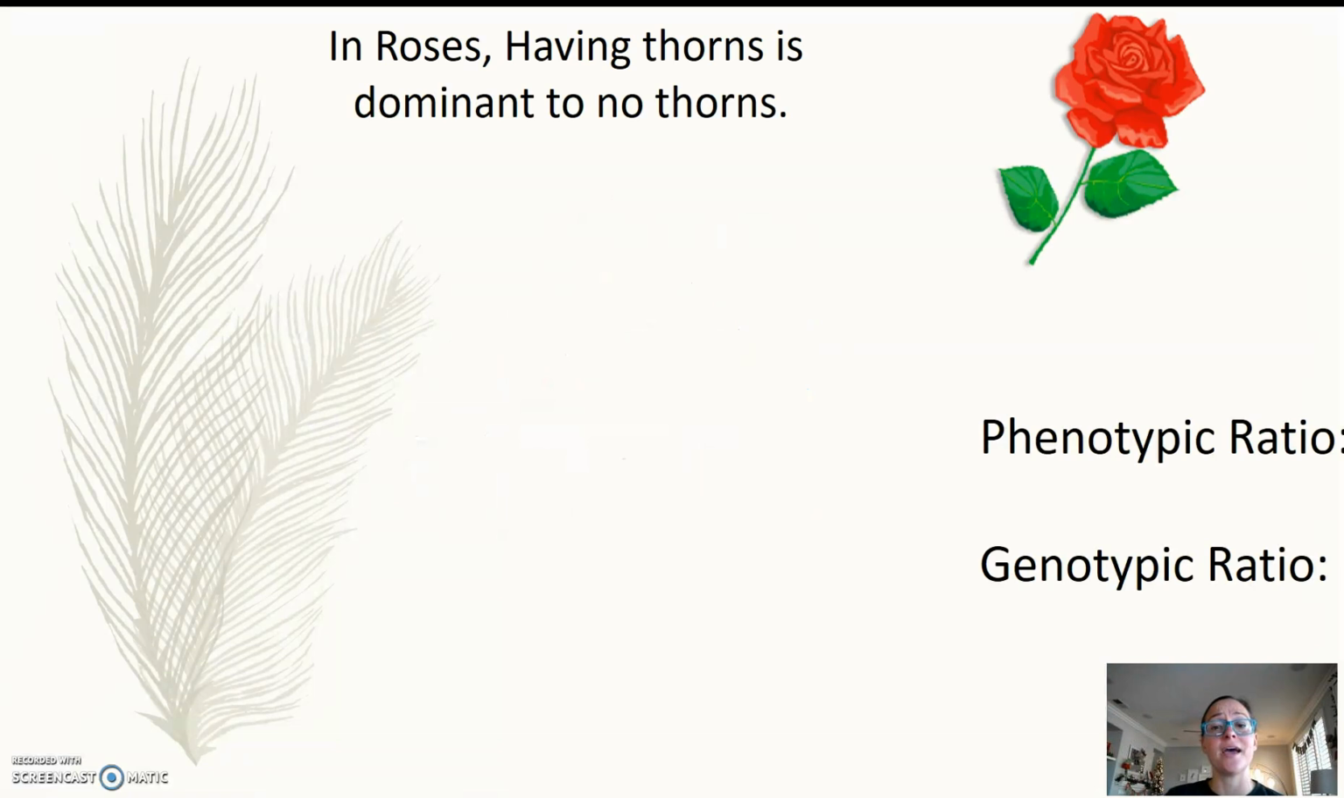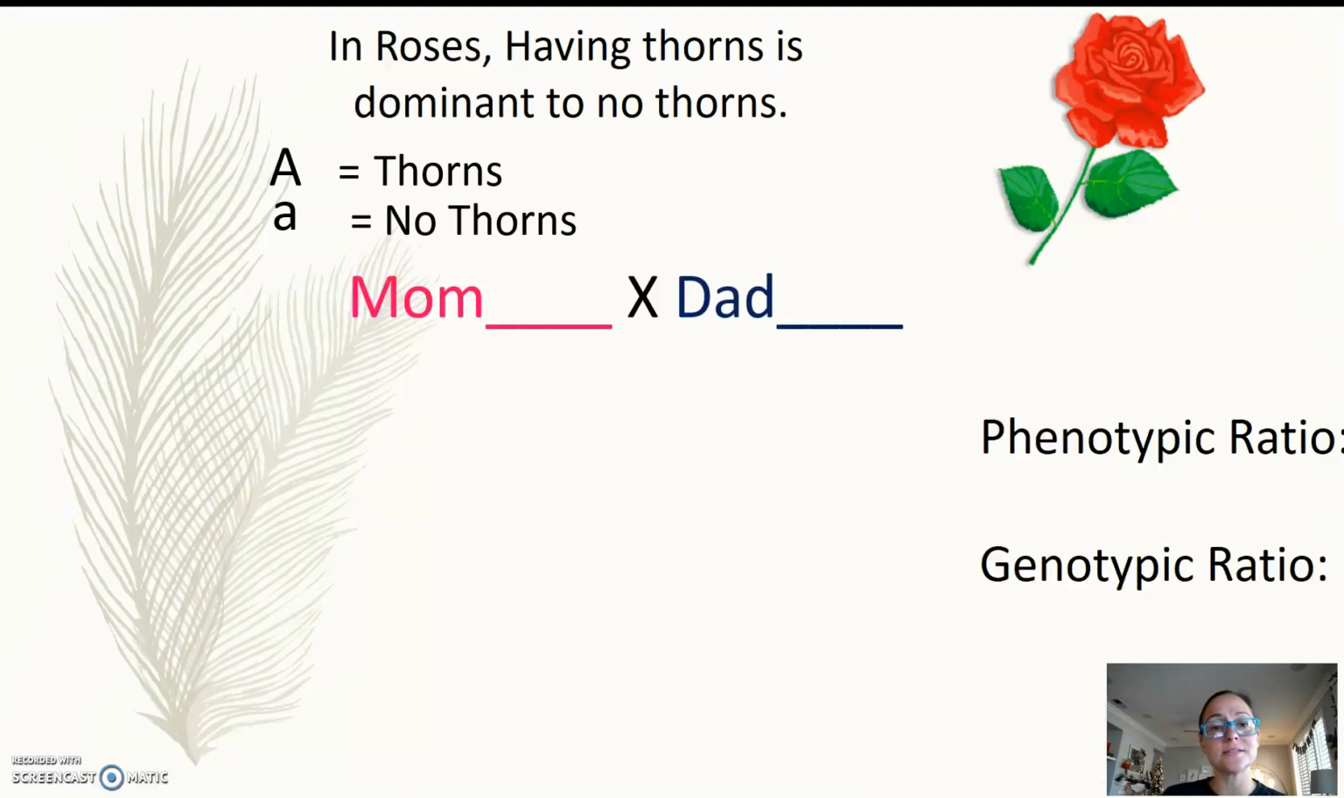Now we can take that and apply it to Punnett squares. When you're reading genetics problems, you're always going to want to write down what is dominant and what is recessive as you read. Right here is a very simple problem, but over time this is going to get more and more difficult. Right away, having thorns is dominant to no thorns. I use the capital letter for thorns and the lowercase letter for no thorns. When we talk about genetics, we talk about crosses, and crosses are two parents having offspring.